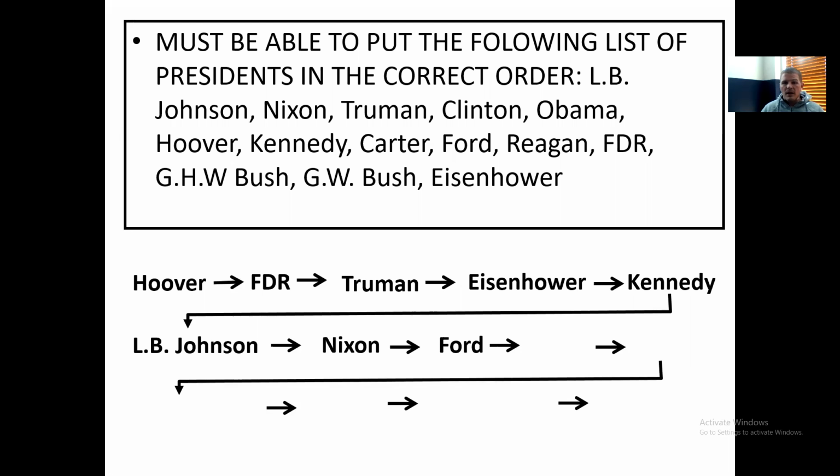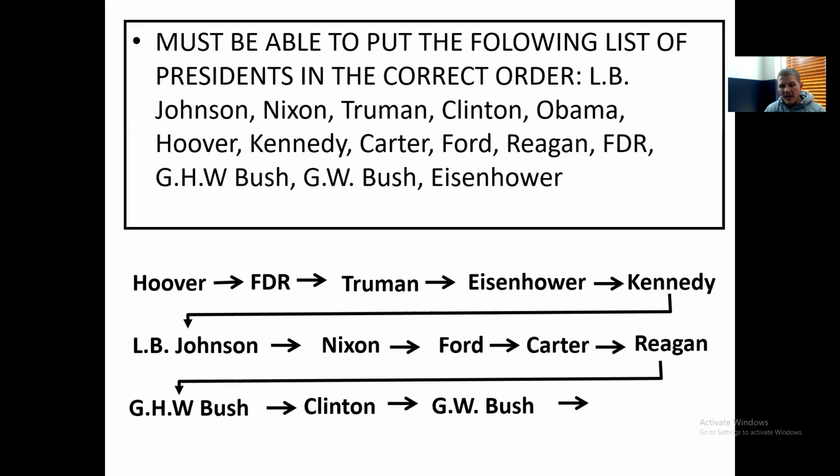Richard Nixon will then be followed by Gerald Ford. Ford, then Carter, Jimmy Carter, the president from Georgia. Then Ronald Reagan. Reagan will be followed by his vice president, George H.W. Bush. Then we'll see Bill Clinton, then George W. Bush, and then, of course, President Barack Obama. You will have to identify and know the correct order of these presidents.